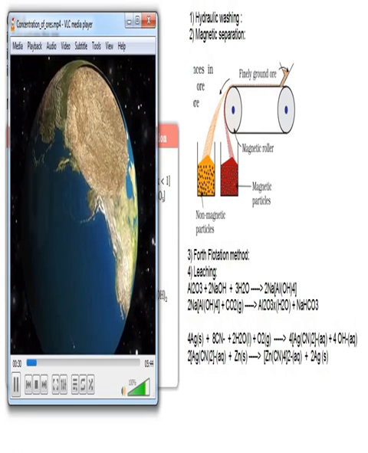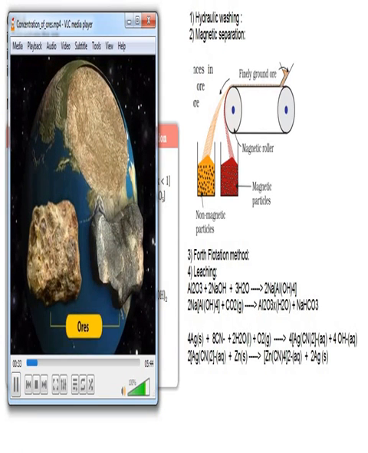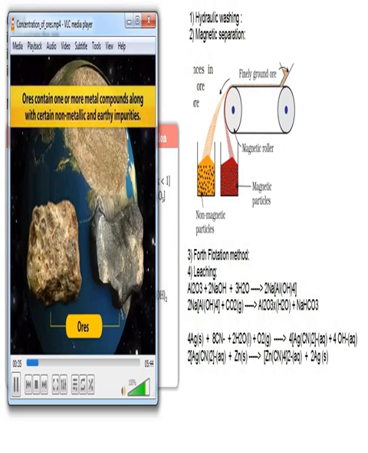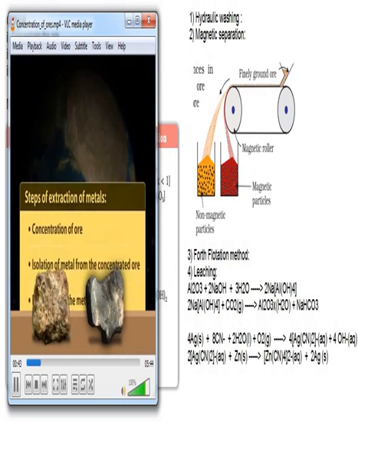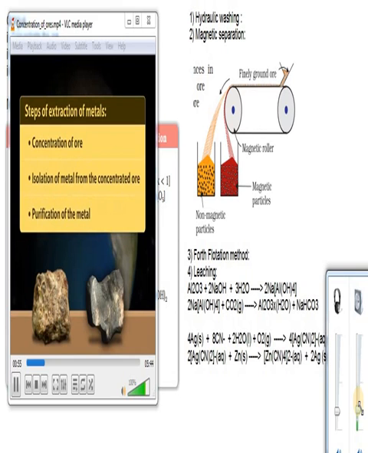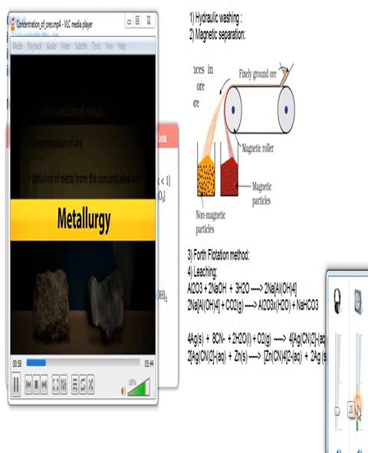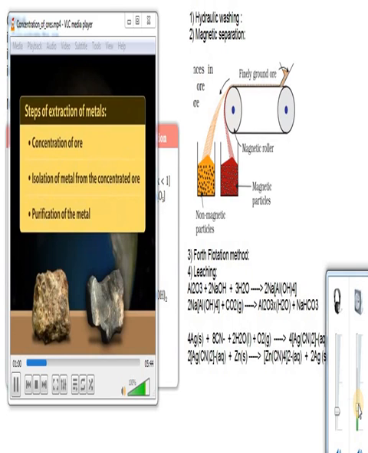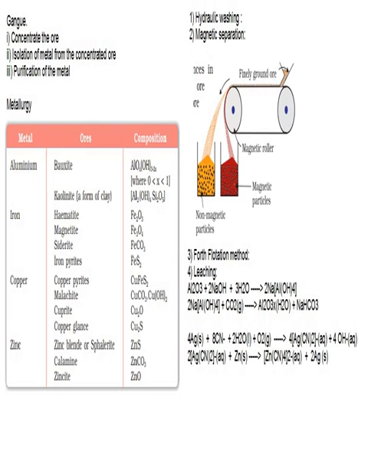Ores are found in the earth's crust and contain one or more metal compounds along with certain non-metallic and earthy impurities. The extraction of a metal from its ore involves several physical and chemical processes such as the concentration of ore, isolation of metal from the concentrated ore, and purification of the metal. All these processes are collectively referred to as metallurgy. In this module, you will learn in detail about the first step of metallurgy, the concentration of ore.